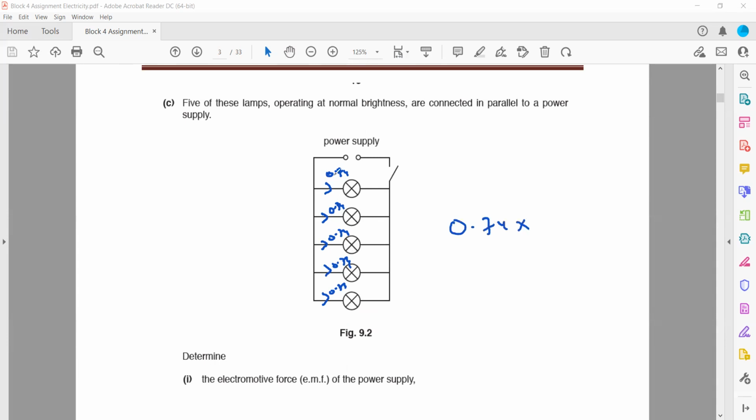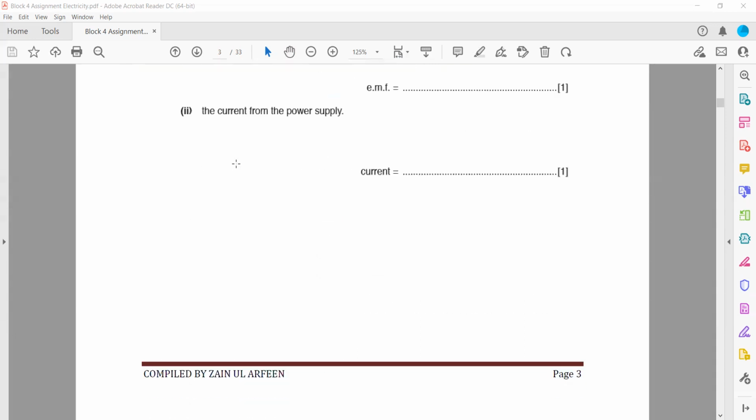So what is the total current which enters the supply? 0.74 multiplied by 5. So 0.74 times 5 is equal to 3.7 ampere. So 3.7 ampere is the current from the supply to this circuit, and then it is divided into 0.74 in each lamp. So the final answer is 3.7, because the current in each lamp is multiplied by the total number of lamps.